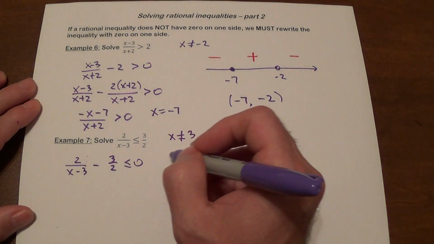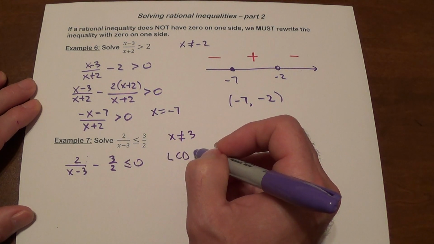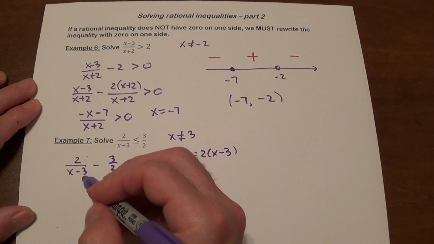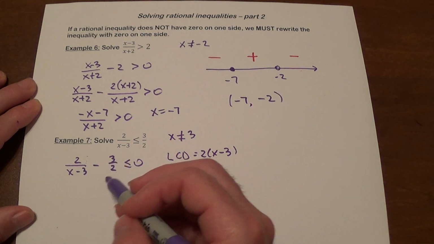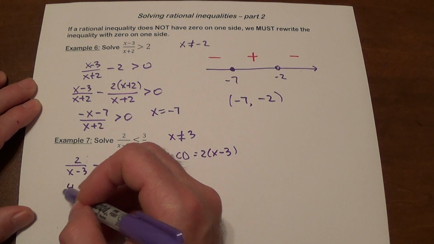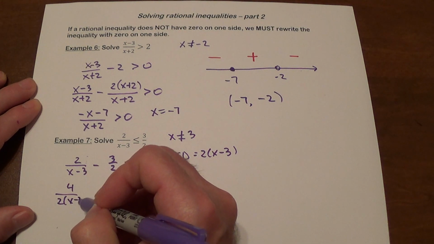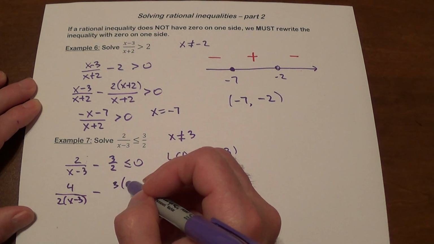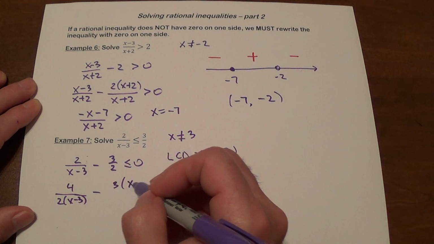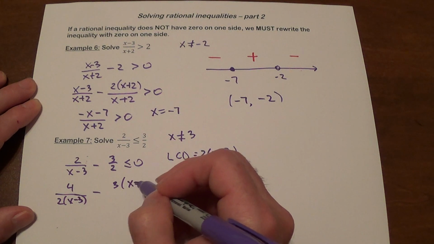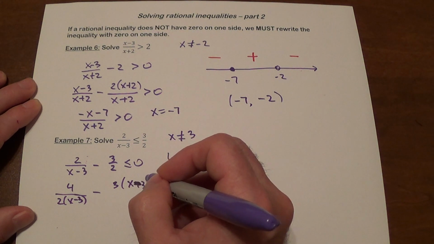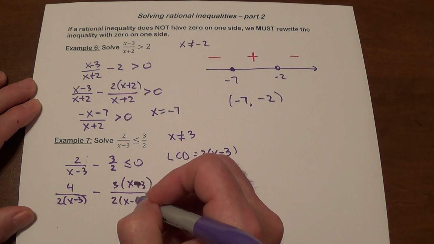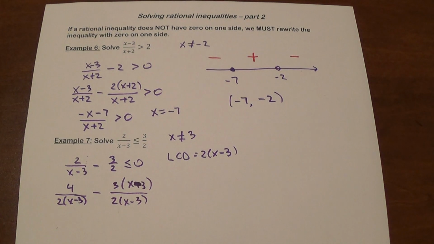So now we combine them together. The least common denominator here is going to be 2 times x minus 3, right? So we multiply this by 2 and this by x minus 3. So it's going to be 4 over 2 times x minus 3 minus, multiply this by, so 3 times x plus 3 minus 3, x minus 3 divided by 2 times x minus 3, right? Hold on a second, let me fix this.